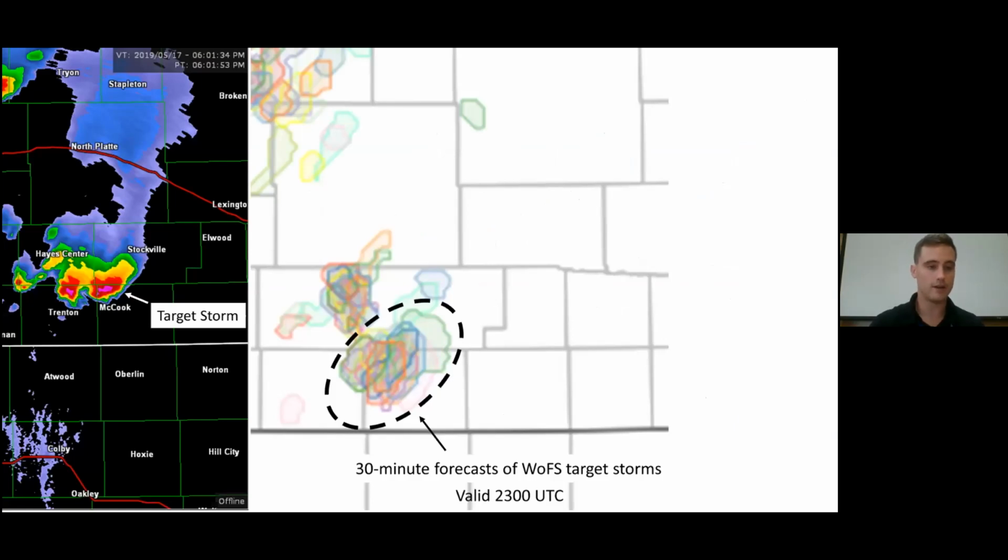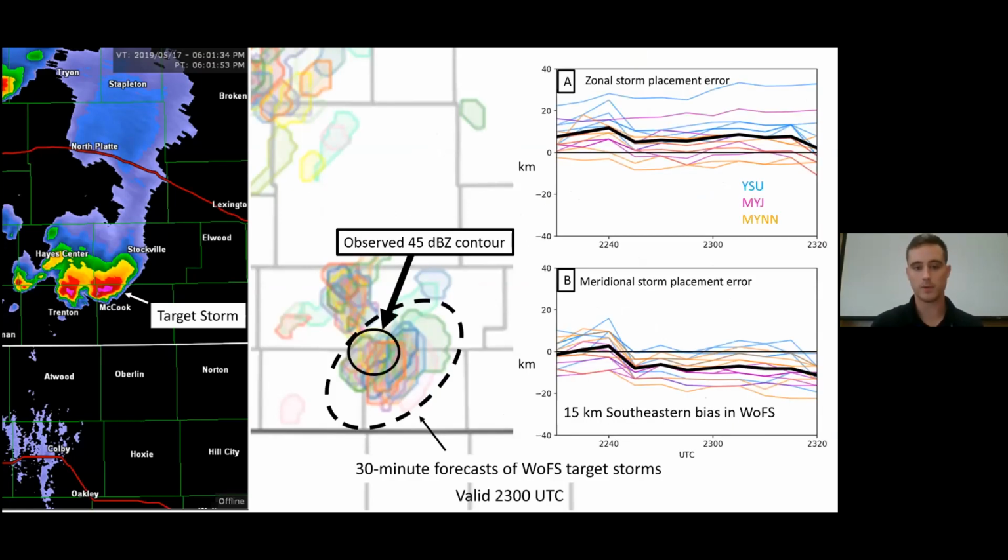On the left here, I have a radar image of the target supercell just over McCook, Nebraska. And in the middle, I have the WoFS paintball. And again, these are the 45 dBZ paintballs of all the different WoFS members. Now, I'm going to overlay on top of those WoFS members a black circle that shows roughly where the real storm was located. And you can see that WoFS does a decent job of forecasting storms in that location, but there is some southeastern bias, about 15 kilometers in the storm location.